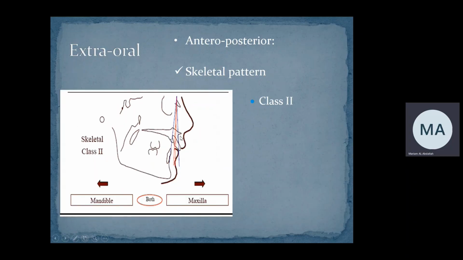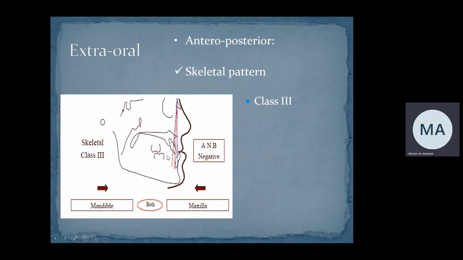If the maxilla is anteriorly positioned relative to the mandible by more than 2 to 3 millimeters, then we call this class 2 skeletal pattern. An anteriorly positioned maxilla is called prognathic maxilla. A posteriorly positioned maxilla is called retrognathic maxilla. An anteriorly positioned mandible is called prognathic mandible. A posteriorly positioned mandible is called retrognathic mandible. Okay, so these terminologies are important. So if the maxilla is prognathic and or the mandible is retrognathic, then the result is class 2 skeletal pattern.